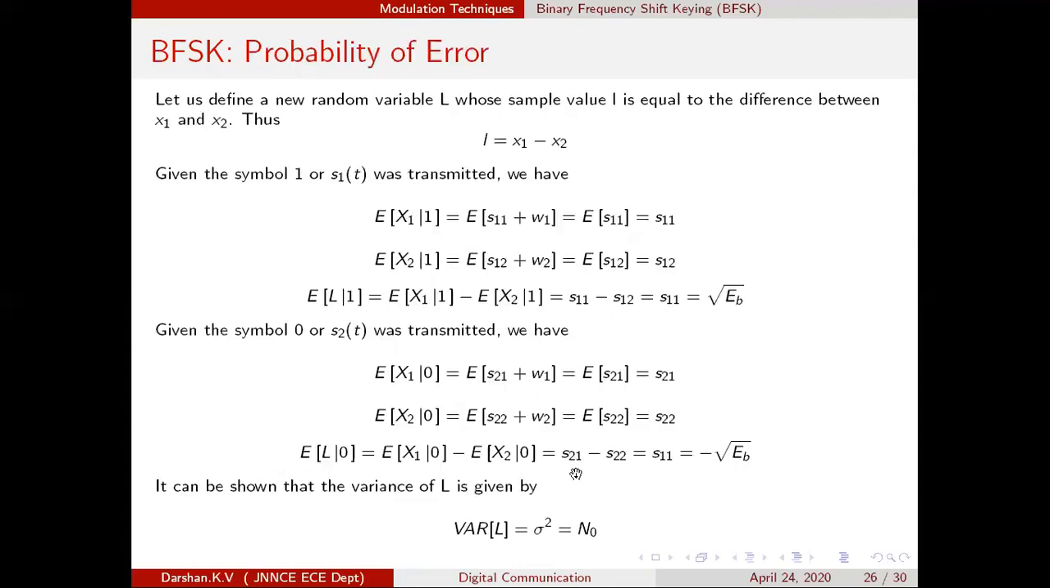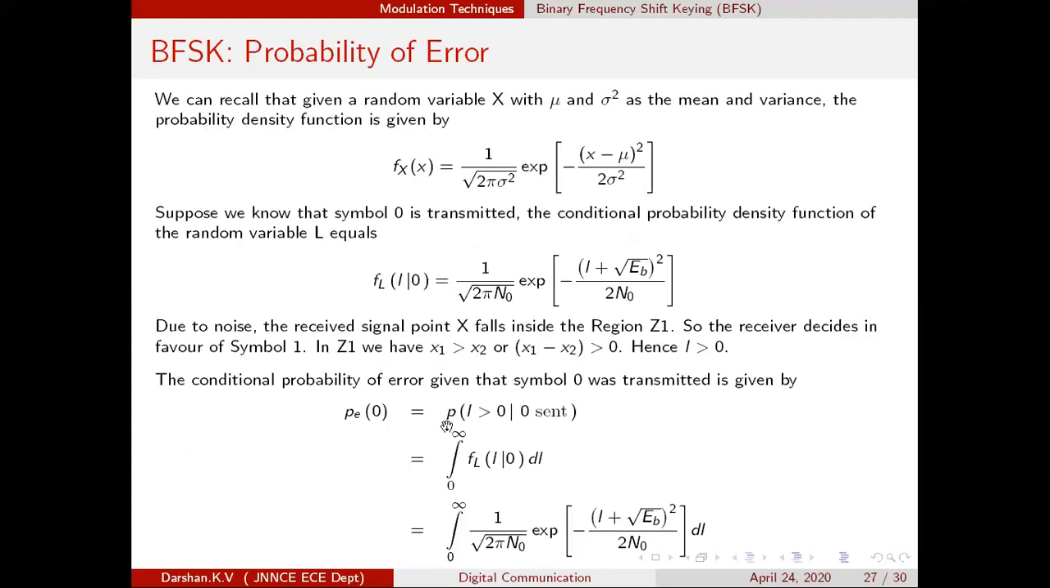So what is the nature of region Z1? X1 minus X2 greater than 0, or L greater than 0. Now, when exactly does an error happen? Error happens when the value of L is greater than 0, under the condition that 0 was sent. Whenever 0 has been sent, you need to calculate the value of L. It should be less than 0, but because of the error, L is greater than 0. That event I am going to calculate, and this will help me in obtaining the error probability.